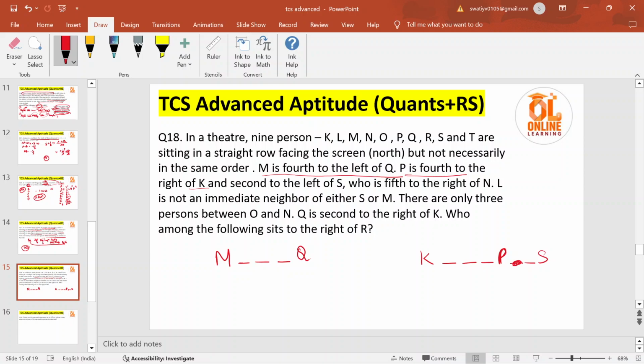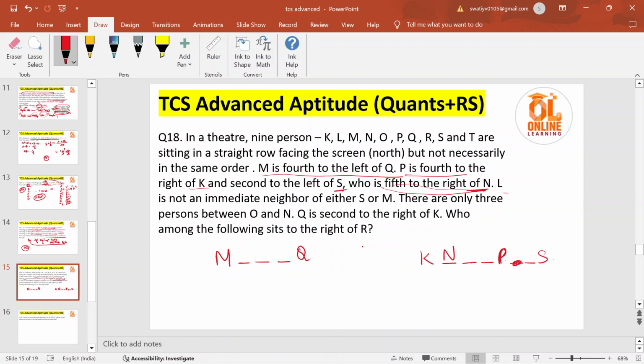Who is fifth to the right of N? So S is fifth to the right of N. So 1, 2, 3, 4, 5. Sorry, what is this saying? That who is fifth to the right of N? 1, 2, 3, fourth, and fifth. Yes, N must be here.